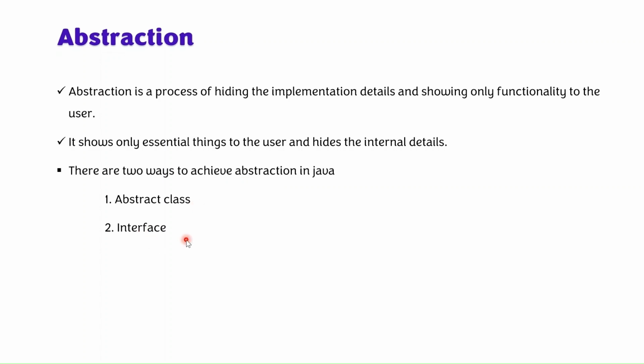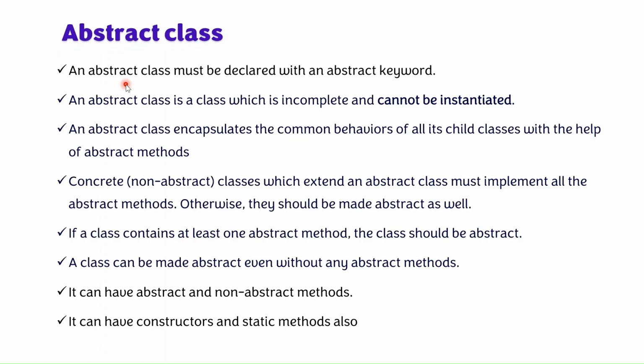Then let me discuss abstract class. An abstract class must be declared with the abstract keyword. An abstract class is a class which is incomplete and can't be instantiated. It means that we can't create an object of the abstract class. The abstract class encapsulates the common behaviors of all its child classes with the help of abstract methods. All the abstract methods have to be implemented in their child classes.